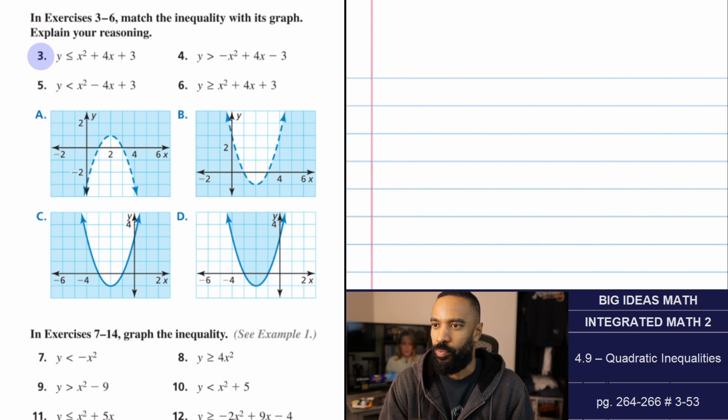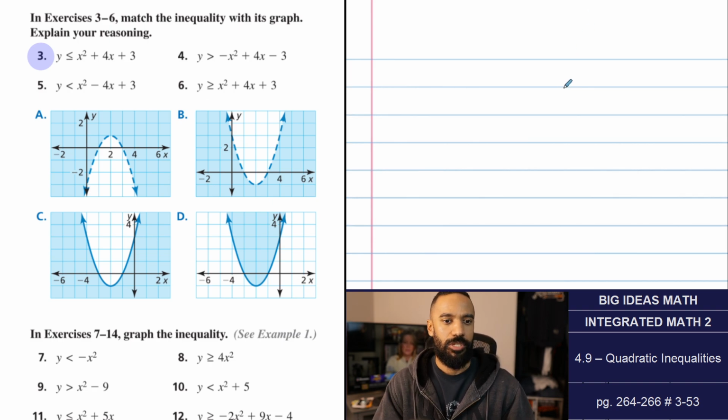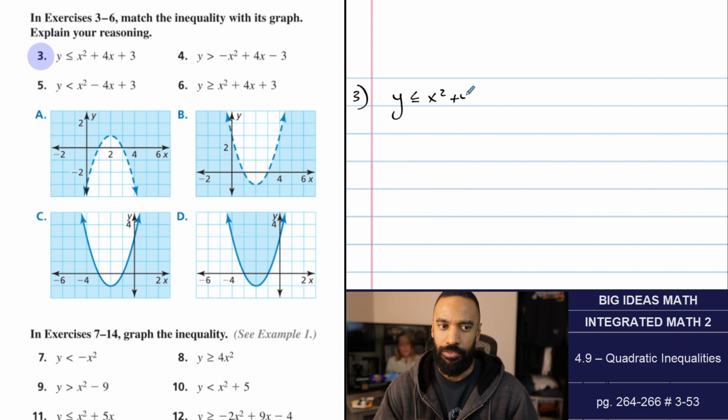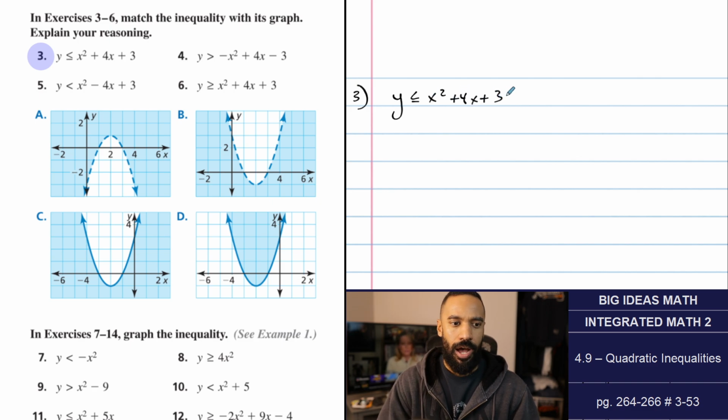We do numbers 3 through 6 to begin with. Numbers 3 to 6, match the inequality with its graph. Explain your reasoning. So I'm just going to go ahead and write down the inequality itself, and then I'm going to write the letter that associates with it.